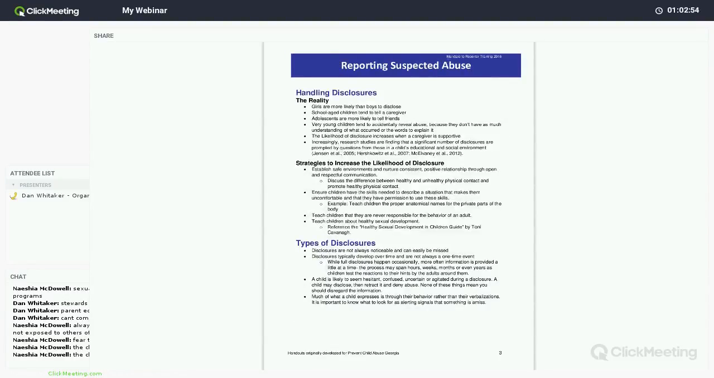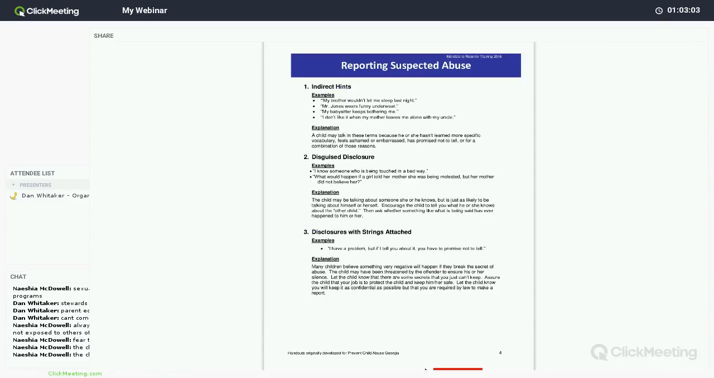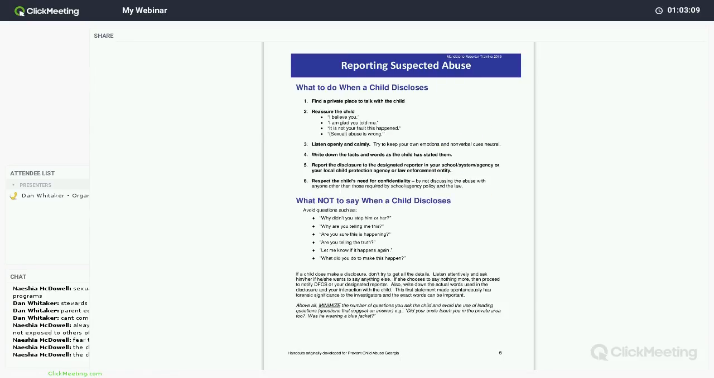So here in the handouts, we have some pages on handling disclosures. So here are some facts, strategies to increase the likelihood of disclosure, types of disclosures, some of the hints we just saw on the slides, disguised disclosures. And then here I think is a really important one, and this is how to handle disclosures.